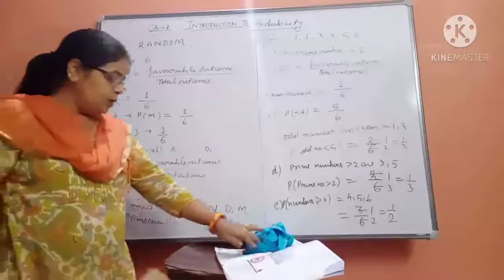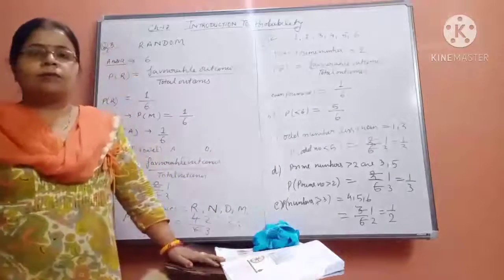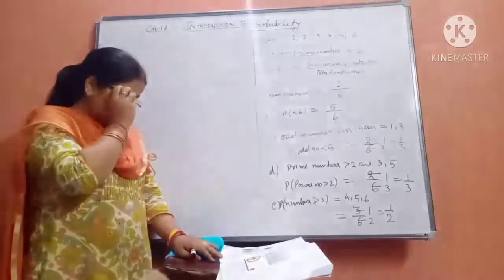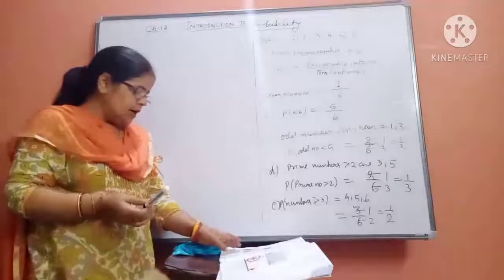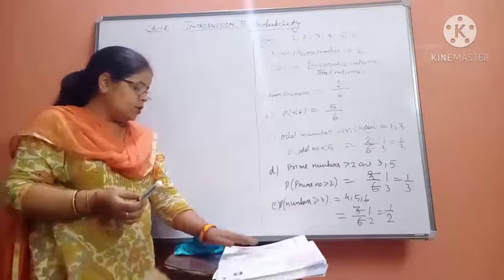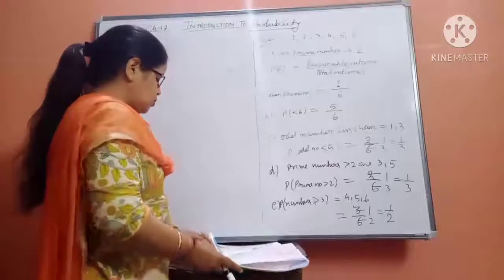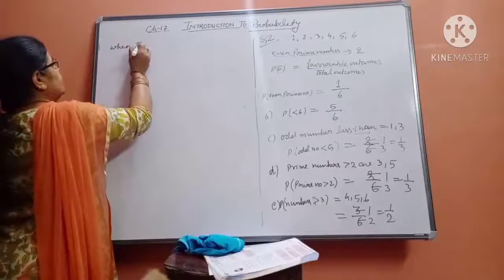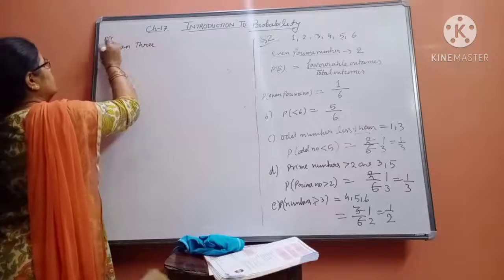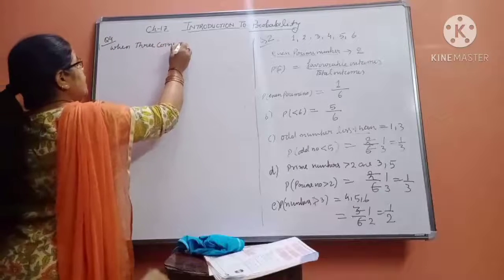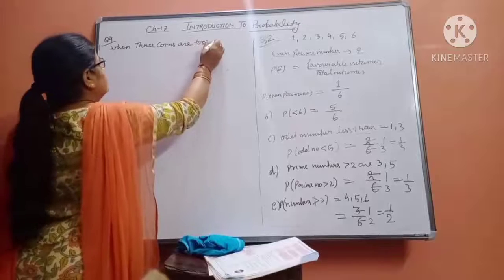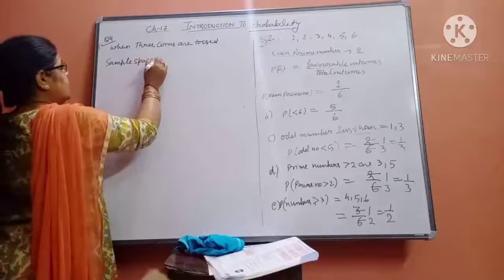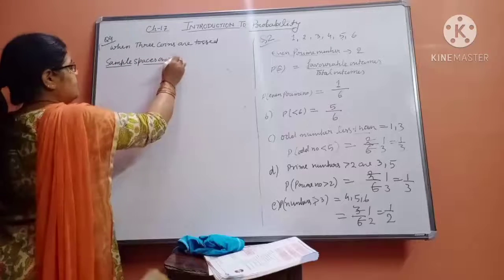Now we are moving to the next question, that is question number 4. See, question number 4. 3 coins are tossed simultaneously. Find the probability of getting. Okay, first of all, while the 3 coins are tossed, you have to write down the sample space. When 3 coins are tossed, what can be the sample space?